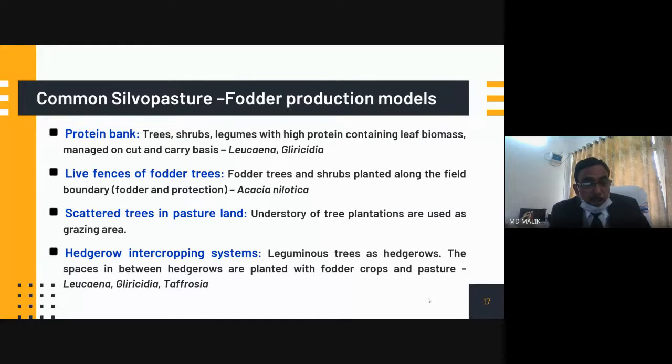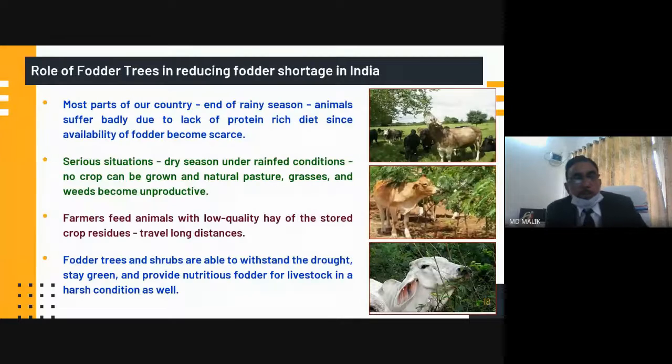When we think of the hedgerow intercropping system, we incorporate leguminous trees, and I have mentioned why we take leguminous trees: because they are nitrogen fixing. In the spaces between the hedgerows, we plant fodder crops and pastures, that is Leucaena, Gliricidia, and Tephrosia also, we see there.